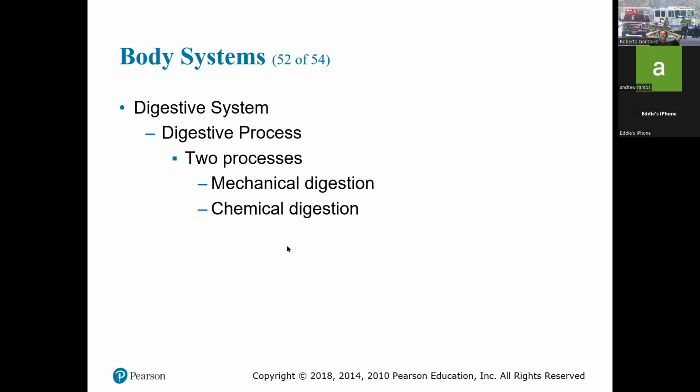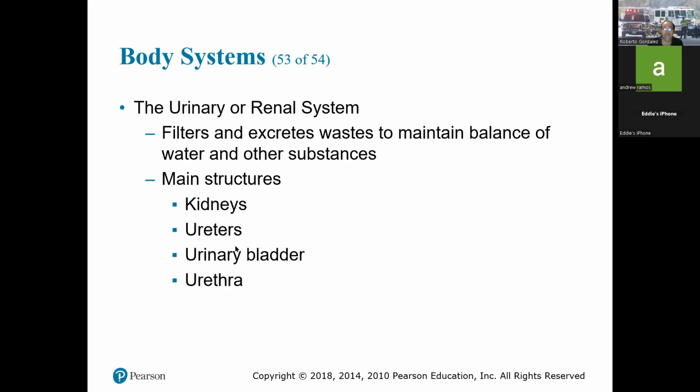In the digestive system, there are two processes: mechanical digestion and chemical digestion. Mechanical digestion happens in the mouth when you chew food. There's also mechanical digestion in the stomach because the stomach is lined with three different layers of muscles. All these are moving and churning around the food, which we now call chyme, with digestive fluids, which is your hydrochloric acid in your stomach.